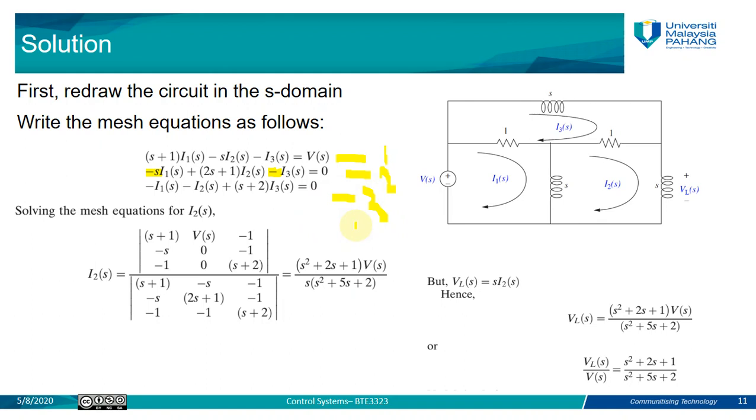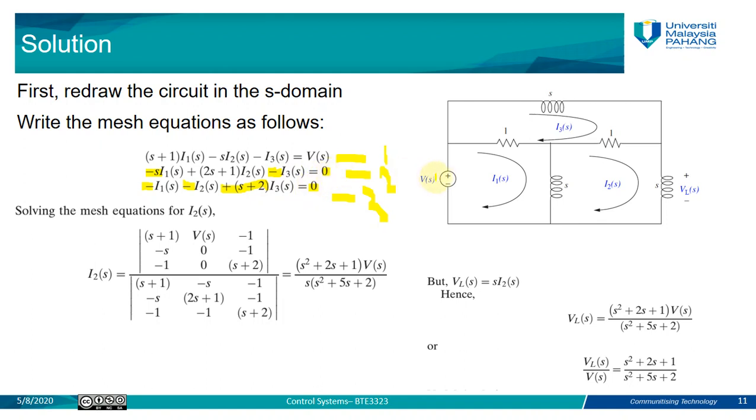For loop number 3, the coefficient of I3 will be positive and will be the summation of all impedances. We have s plus 1 plus 1, so it becomes s plus 2. So positive s plus 2 is the coefficient for I3. For I2, there is one element in common, which is negative 1. For I1, we also have one element in common, which is negative 1. You can see here in equations 2 and 3, on the right side of the equation we put 0, because we do not have any voltage source.